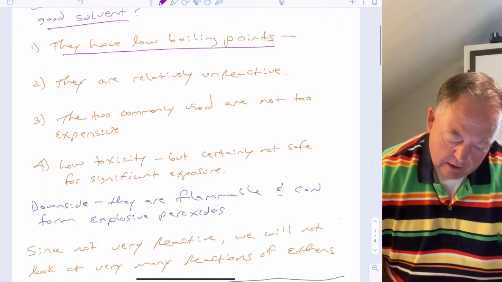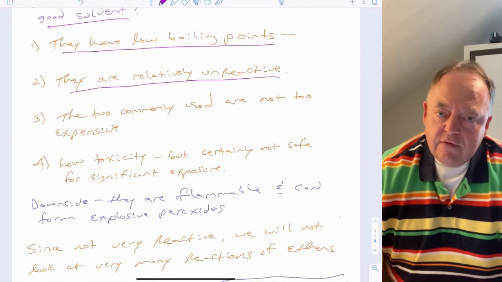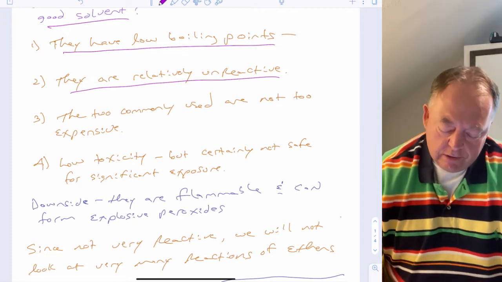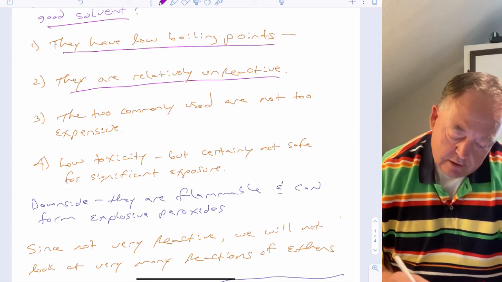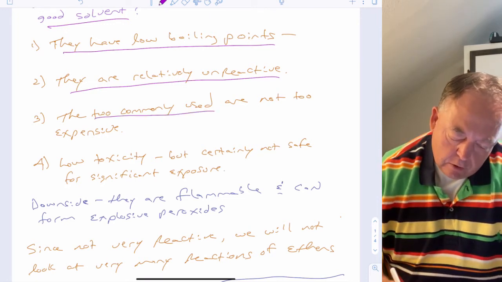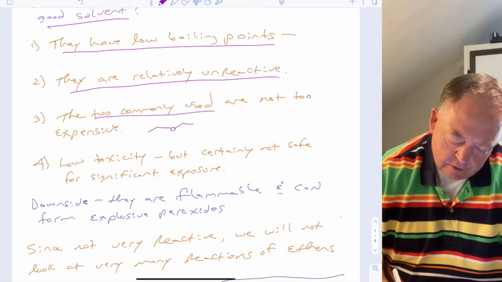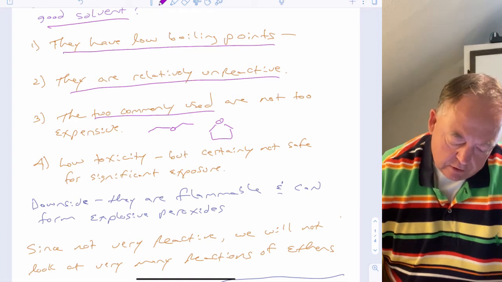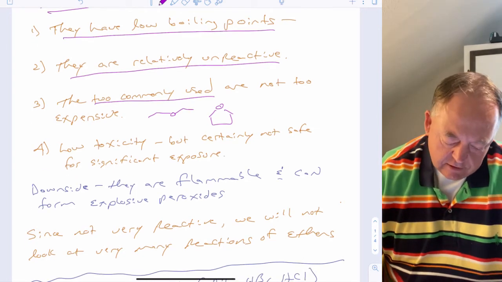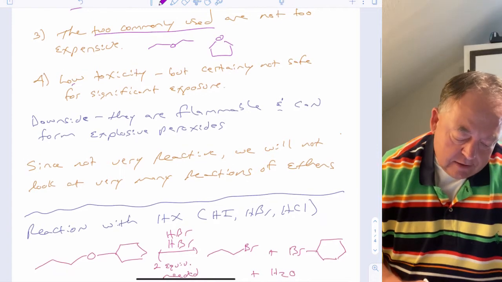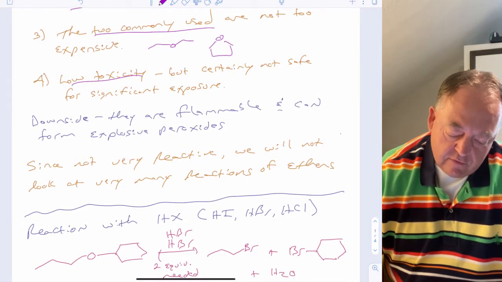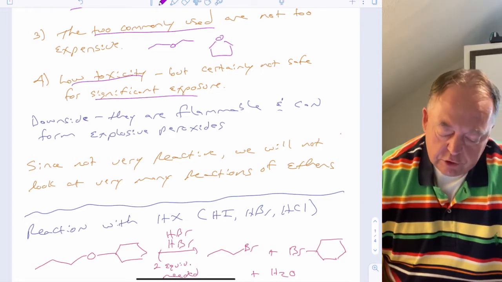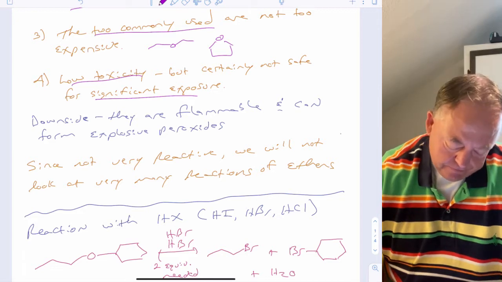They must be relatively unreactive, because whatever you're using as a solvent, you don't want it to interfere with the reaction that you're doing, obviously. And ideally not too expensive. The two most commonly used solvents, diethyl ether and THF, are not too expensive. Obviously if you're going to have to use a lot of solvent, you don't want it to be very expensive. And ideally low toxicity. These two ethers are relatively safe compared to some other solvents. With minimal exposure, not really a toxicity issue.